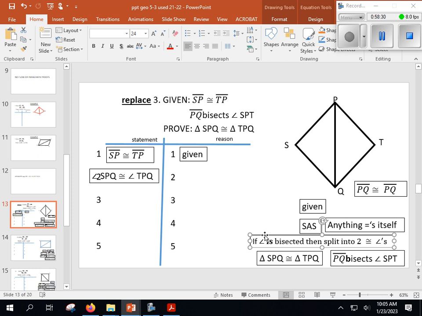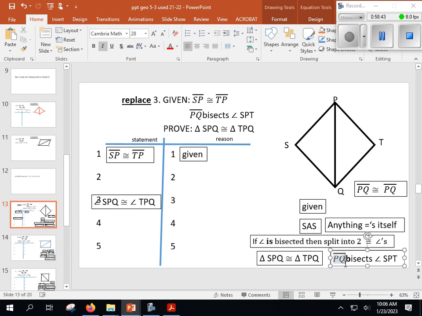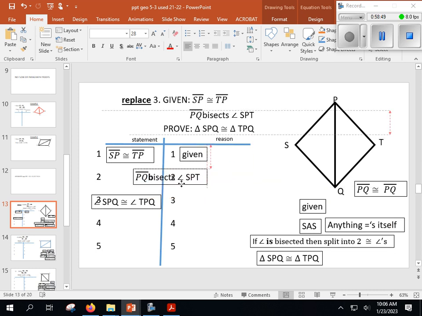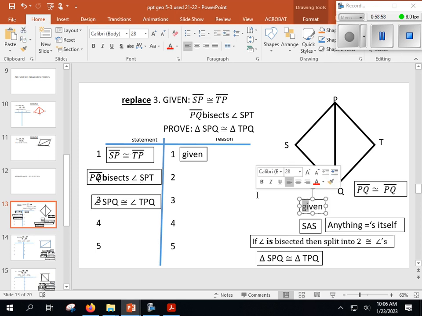So where's that one going to end up being? The third one. PQ bisects. That would be number 2 there. How do we know that? That's good. That was given to us.